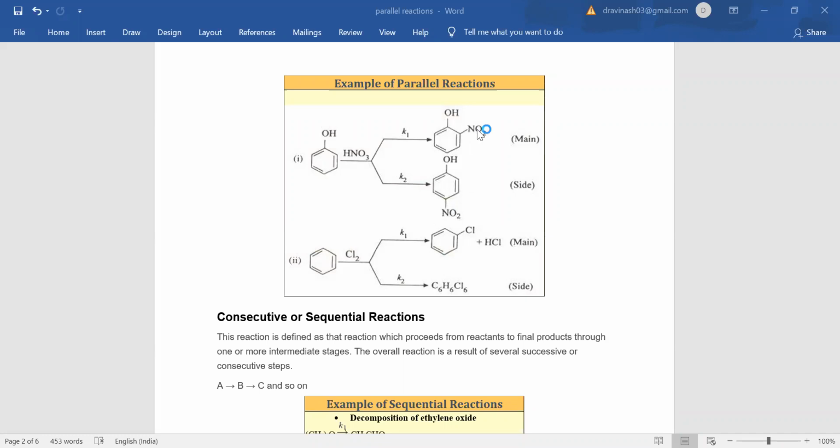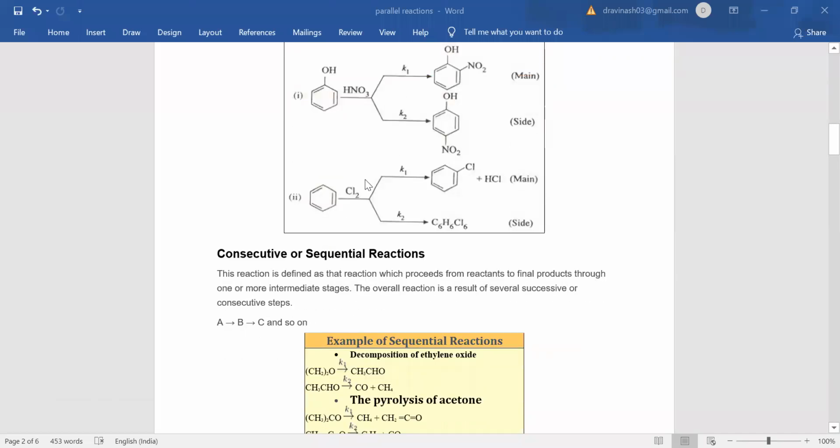So this is more stable and therefore it is the main product, and this is less stable than this one, and this is the side reaction. Okay, and this is an example of your parallel reaction. The second example is just similar. This is your benzene and the chlorination of benzene. It is very difficult, this is not a simple task.